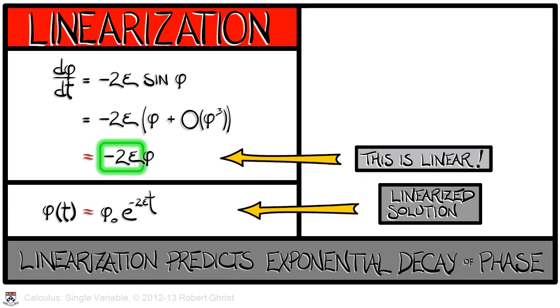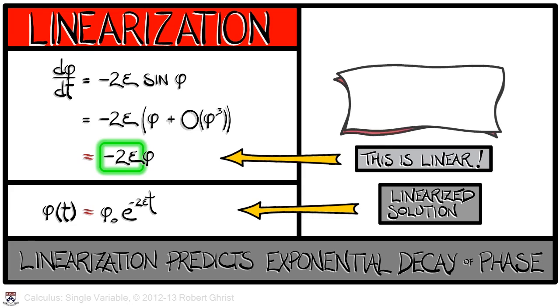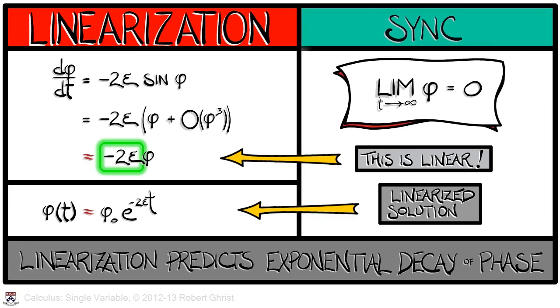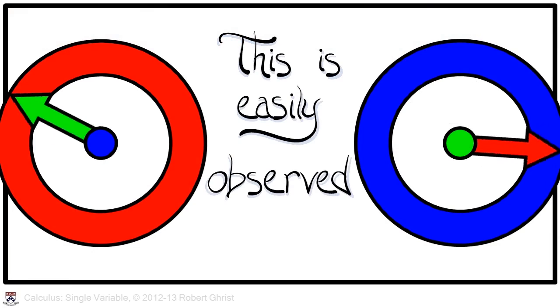It predicts that there is an exponential decay in the phase. That is, if you have two oscillators with this coupling between them, then their angle difference, their phase, should be decreasing exponentially to 0. This is called synchronization. It says or predicts that these two oscillators will become in sync.